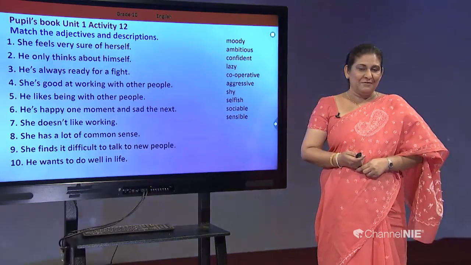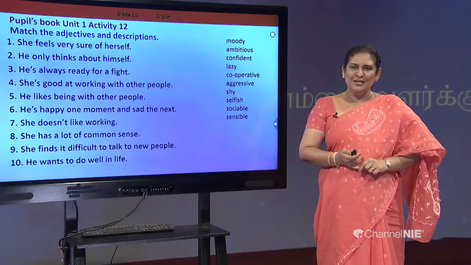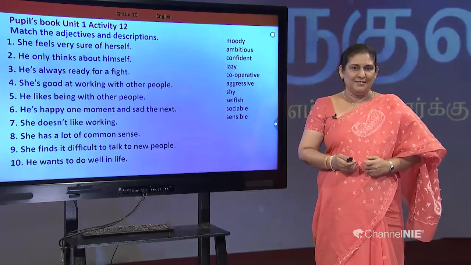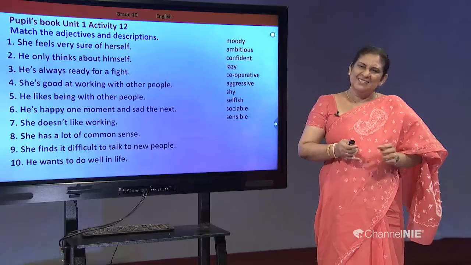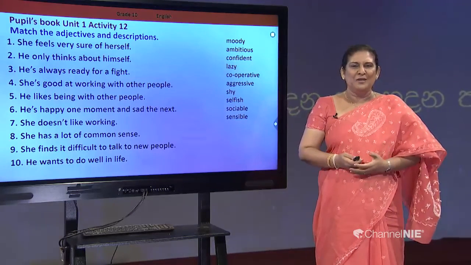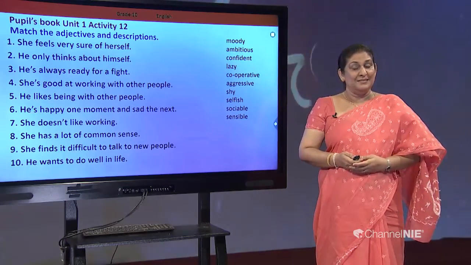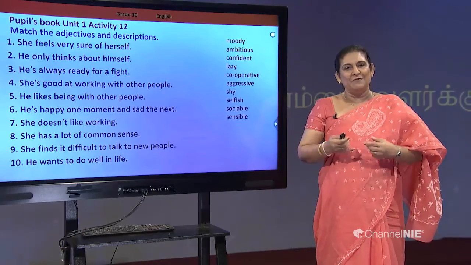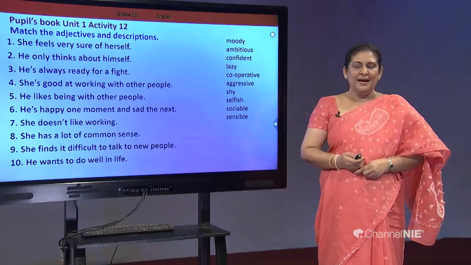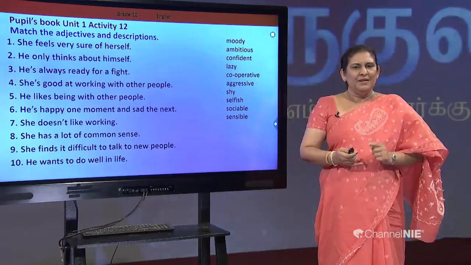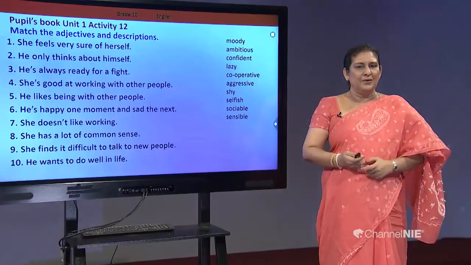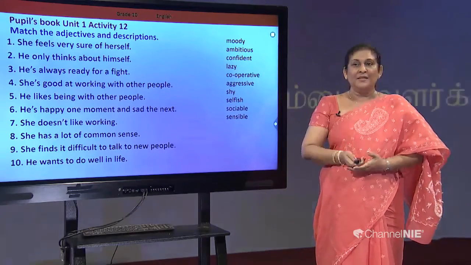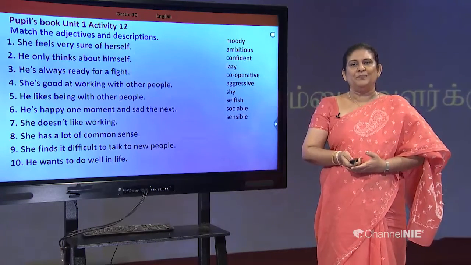Some are aggressive. I talked about that quality, that you get into trouble very easily because of your aggressiveness, right? Shy, some don't want to talk to new people, right? But some are sociable. They like to associate with people and they are very friendly with each other. And sensible, they feel and they do the correct thing. Okay, now we have described the words as well. Let us do the activity now.